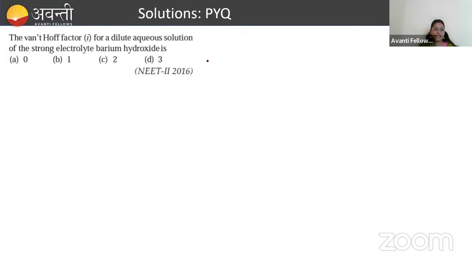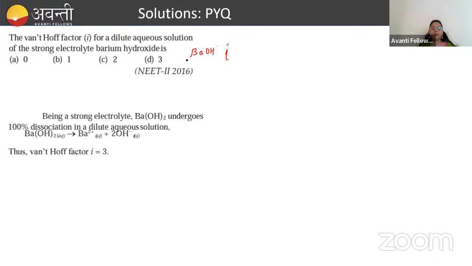Next problem, क्या है next problem? The van't Hoff factor i for a dilute aqueous solution of strong electrolyte barium hydroxide is? So for barium hydroxide, we need to calculate the i value. क्या होगा? 0, 1, 2, 3. So for barium hydroxide, as it is a strong electrolyte, it undergoes complete dissociation. उसका क्या होता है? Complete dissociation होता है. ठीक है? And that's why 100% dissociation होने के कारण उसके जो चार्जेस फॉर्म हो रहे हैं वो कितने हो रहे हैं? एक Ba2+ और 2 OH−. So total is what? Van't Hoff factor will be how much? 3. Okay? So answer will be 3.